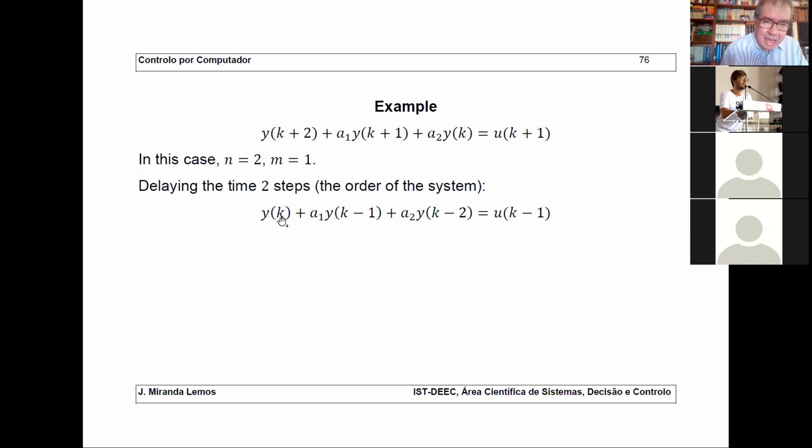Imagine that you are at time k, and you say, does u of k affect y of k? No, it does not appear. Now you ask, does u of k minus 1 affect y of k? Yes, it affects, because if you change u of k minus 1, y of k changes, so the delay is 1. If I had here u of k, the delay would be 0. If the most advanced value for u were u of k minus, say, 5, the delay would be 5.